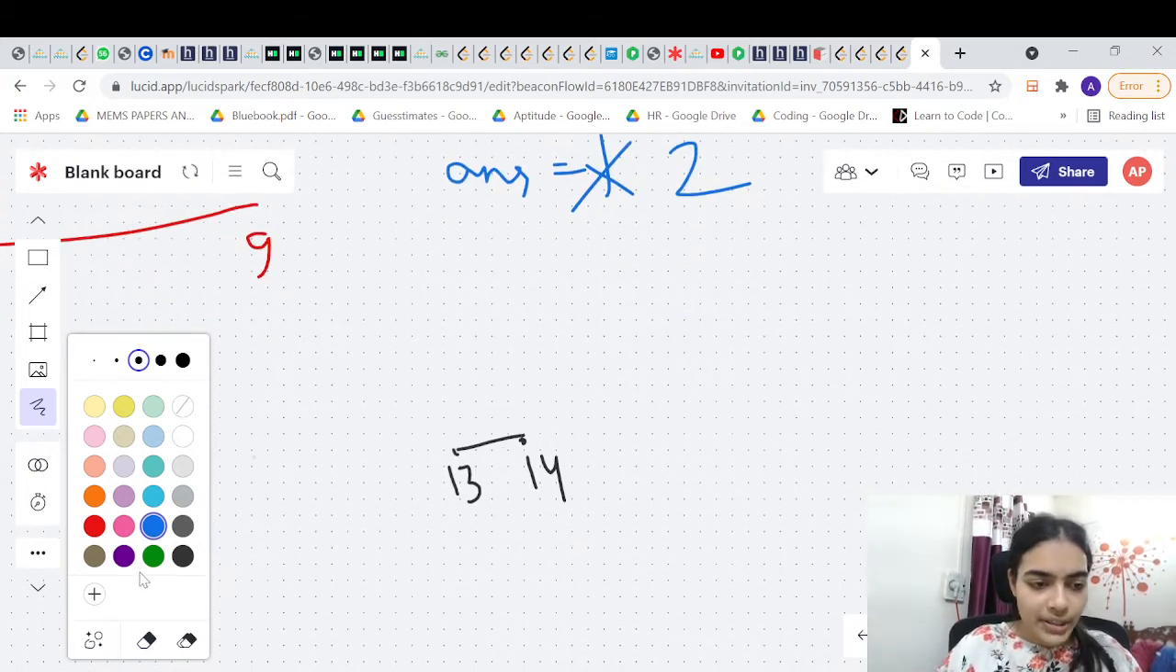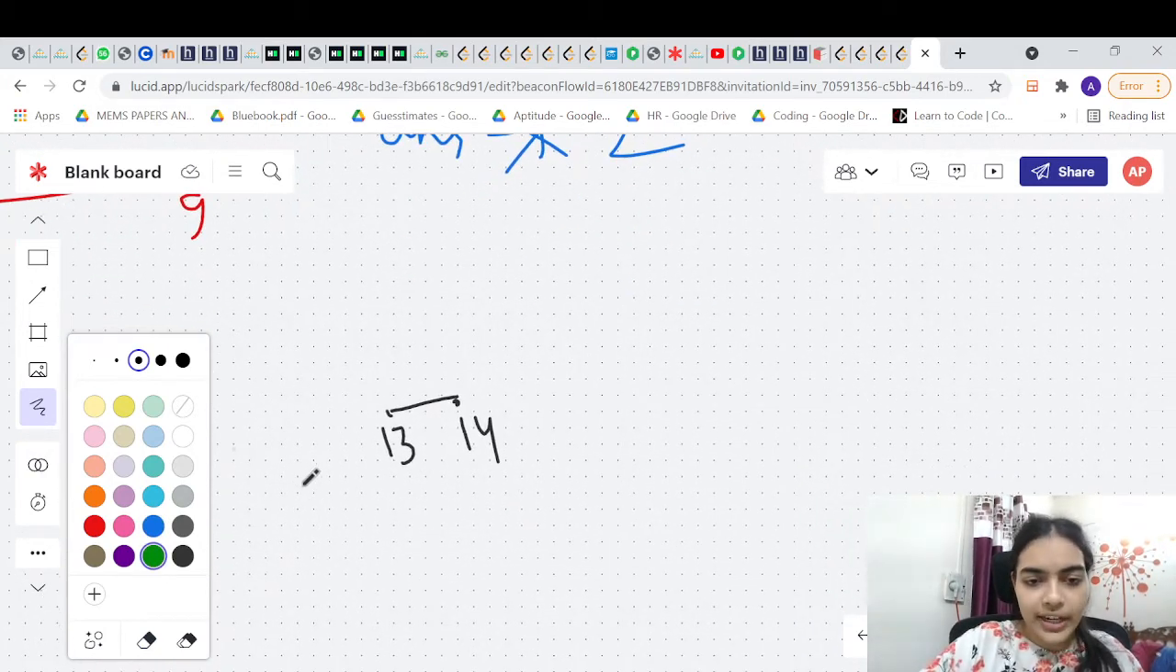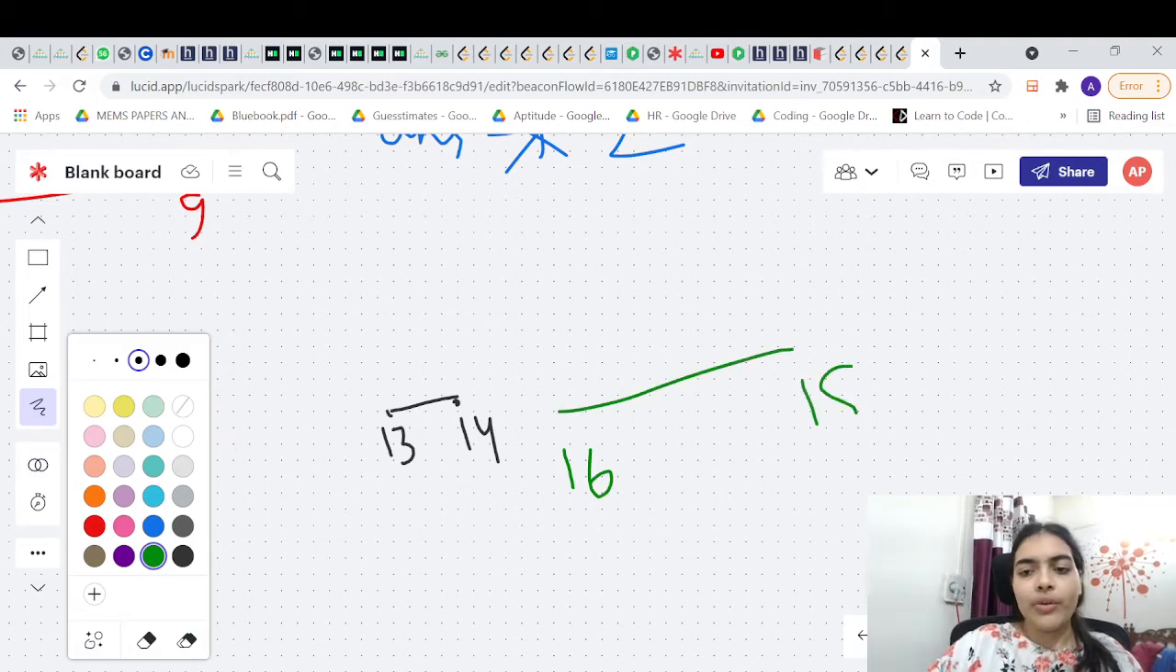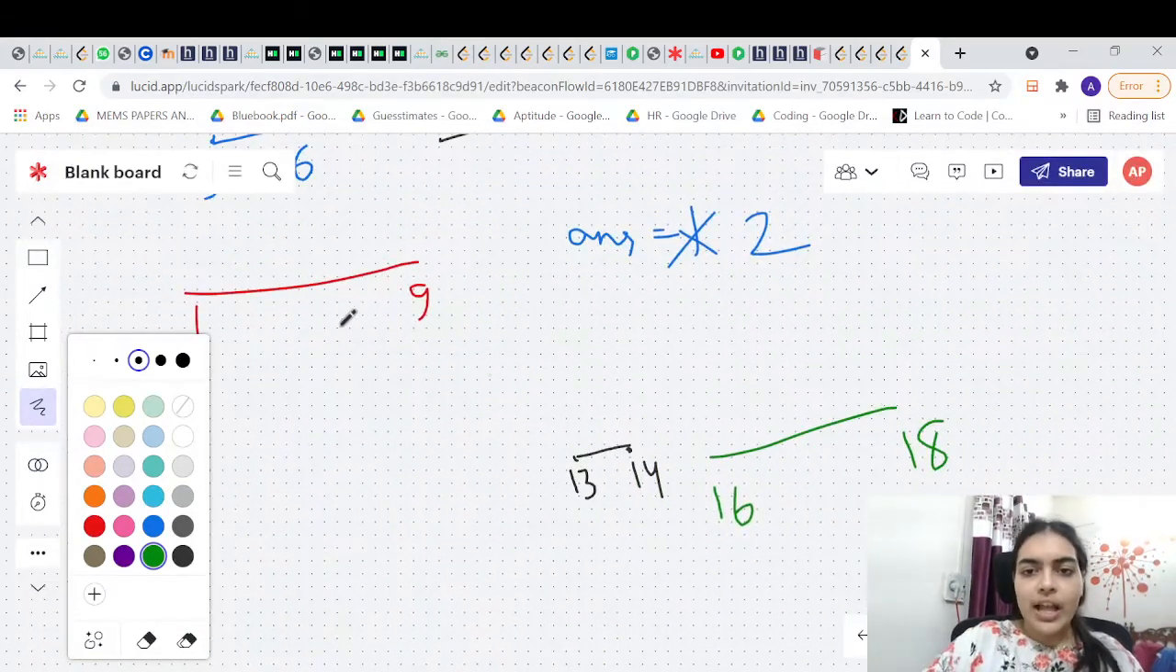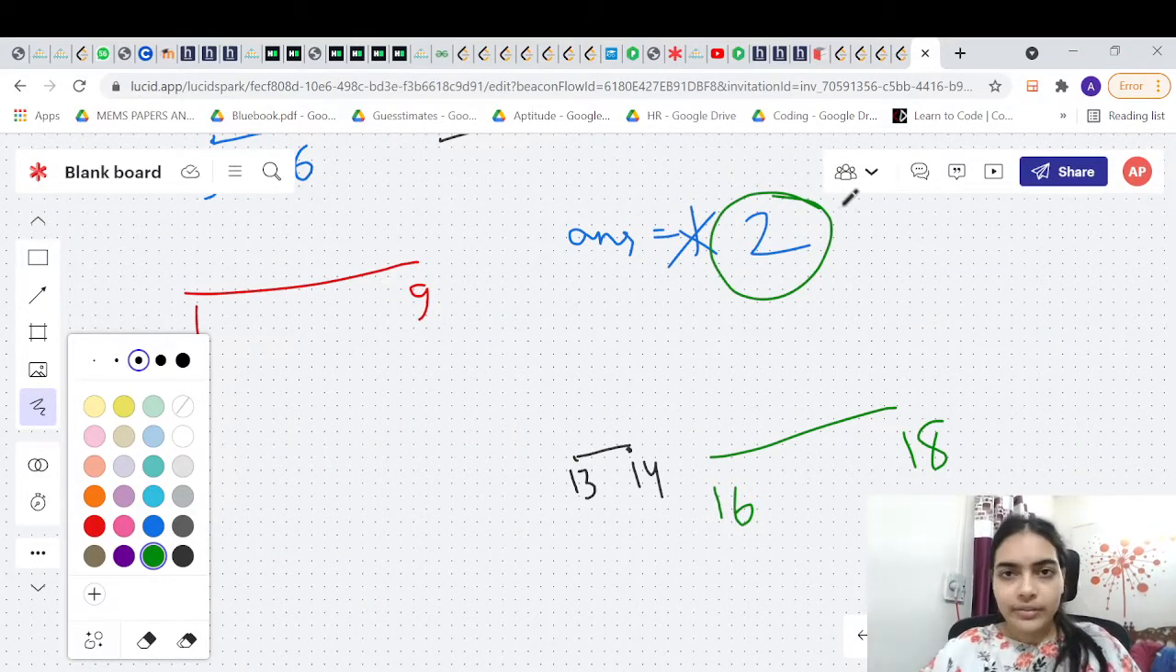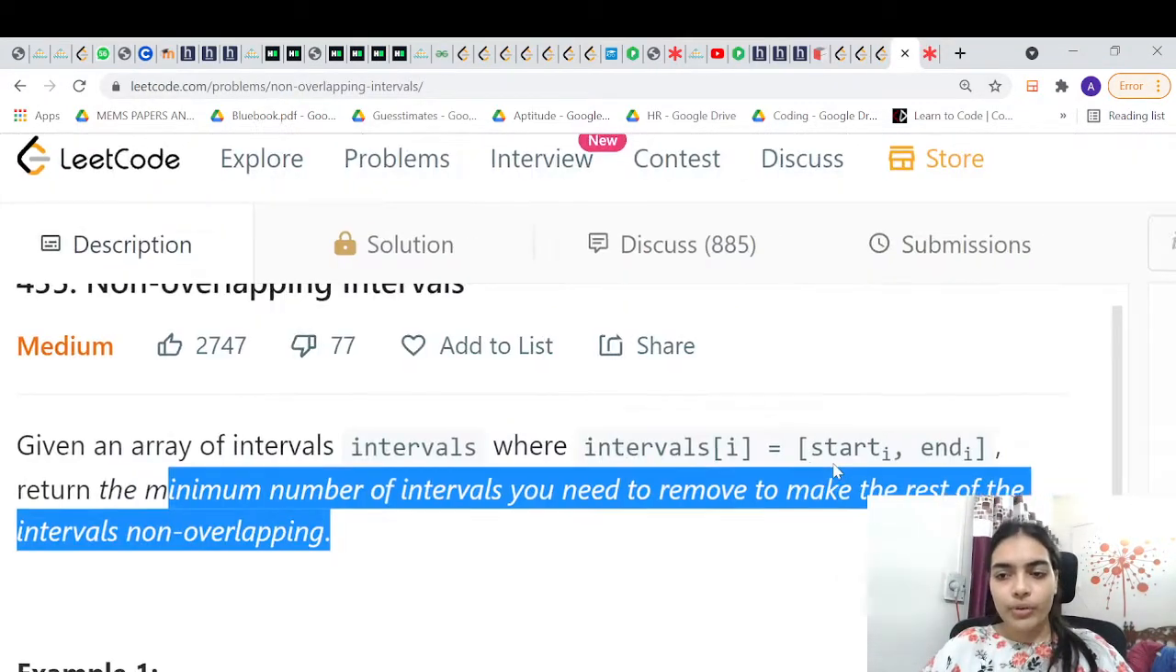Let's say you had some other element now. Let's say you had some other element after this 16, 18. What will you do? You need not delete anything because nothing is overlapping, right? So answer will finally remain 2, and that will be the logic. Now let's go forward to coding this.